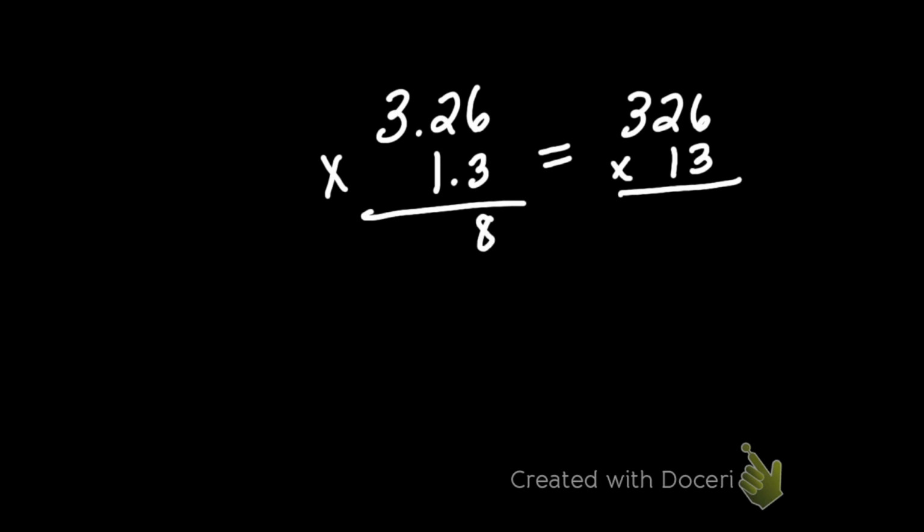6 times 3 is 18. Carry the 1. 3 times 2 plus 1 is 7. 3 times 3 is 9. So I've taken care of the ones place, and now we are on to the tens place. Remember, now that we're on to the tens place, we want to make sure we have a placeholder. 1 times 6 is 6. 1 times 2 is 2. Don't be fooled by that 1. We've already worked with it. And 1 times 3 is 3. Let's go ahead and add up our partial products.